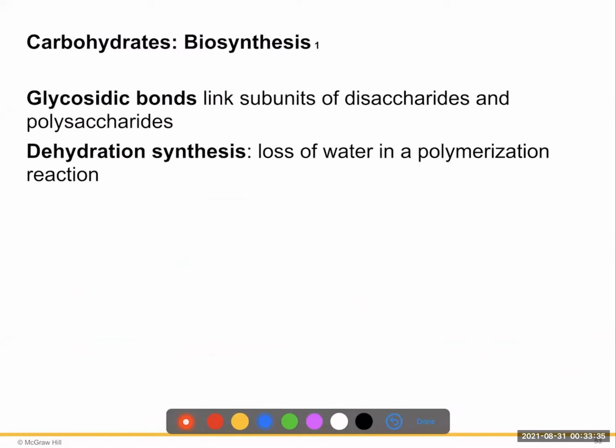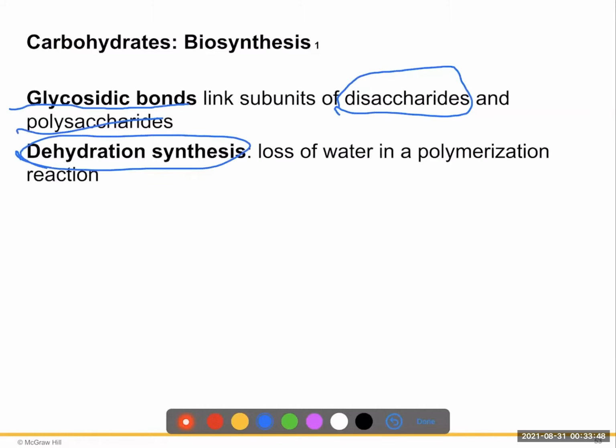What links them together are called the glycosidic bonds. These link the monosaccharide units together. They form the disaccharides and polysaccharides. Okay, this is a dehydration reaction or dehydration synthesis. So you have the loss of water as they polymerize. In other words, one has an OH, and another has an H.